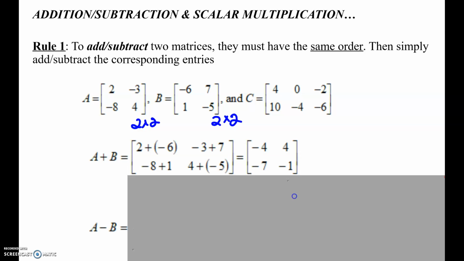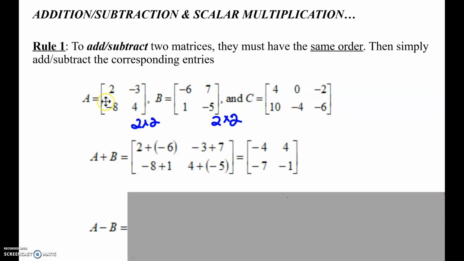So let's take a look at what A plus B is. I'm going to take the first entry in matrix A, 2, and add it to the first entry, first column in matrix B. So 2 plus -6. Then I go to the second column, first row, -3 added to 7. Again, so corresponding entries. And we go through the whole matrix like that to get our final answer.